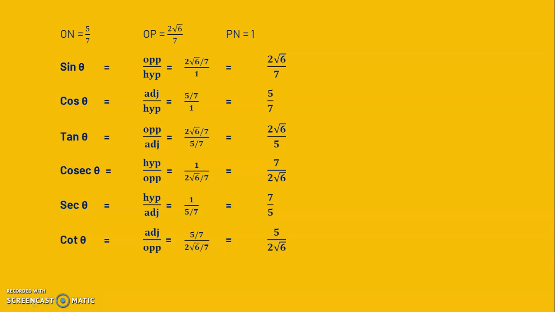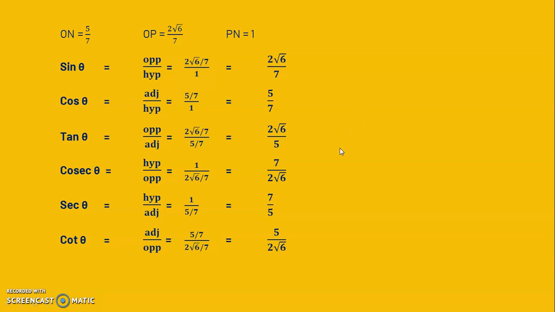Okay, so the given data are only 5 by 7 and 2 root 6 by 7. With the help of that data, we used Pythagoras theorem to find another side of the triangle here, and we have found all the trigonometric functions. So please refer to the formulas for these trigonometric ratios in part 1 with the link in the description box.